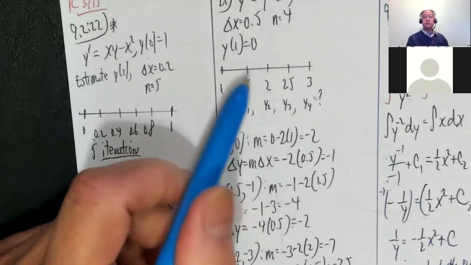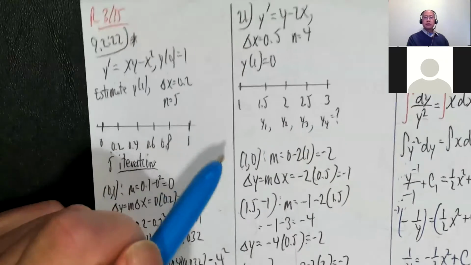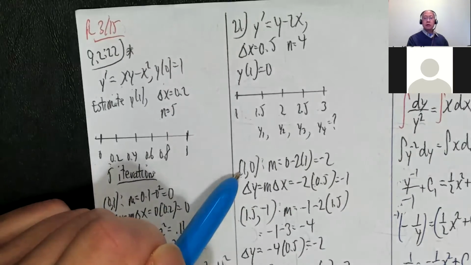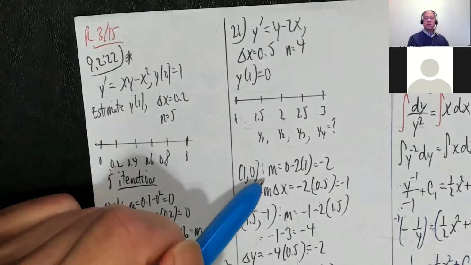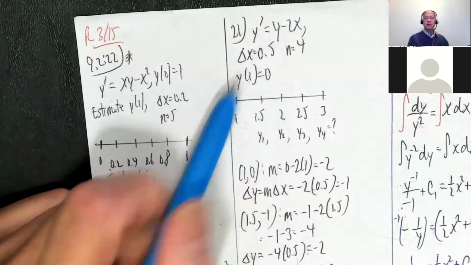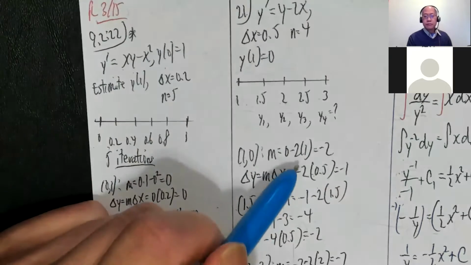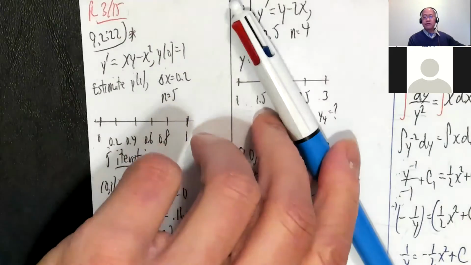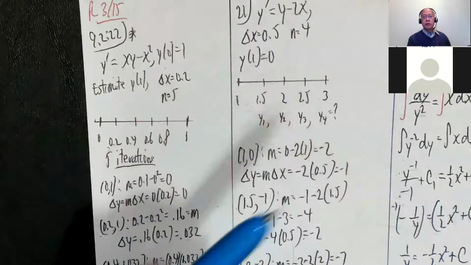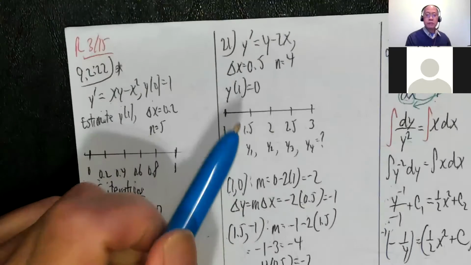So here's my interval. Y prime equals y minus 2x. All right, so I start at 1, 0. Plug into the differential equation to get the slope. So the slope m is y minus 2x. So 0 minus 2 times 1 is -2. Okay. And we know negative slope means the graph is falling. Okay, the ones I did yesterday, they were rising. They were increasing, but now it looks like we're going to be decreasing.